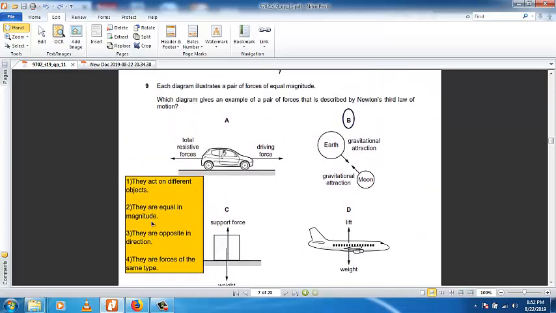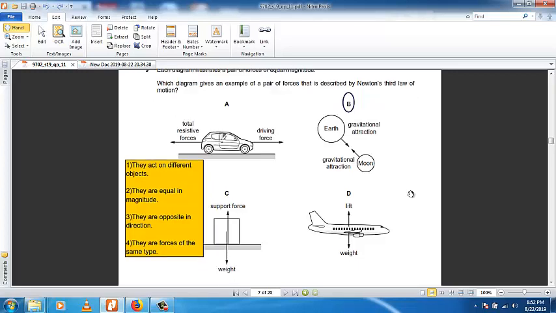Question number 9. That's a new question. Such a question was not asked before. Each diagram illustrates a pair of forces of equal magnitude. Which diagram gives an example of a pair of forces that is described by Newton's third law of motion?